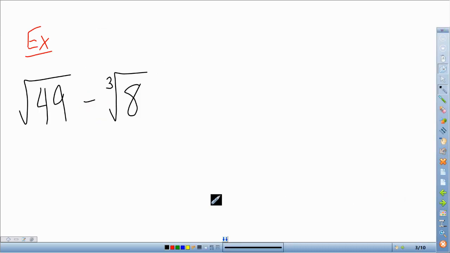Okay, so let's look at a problem that has us subtracting a square root and a cube root. Go ahead and get this.